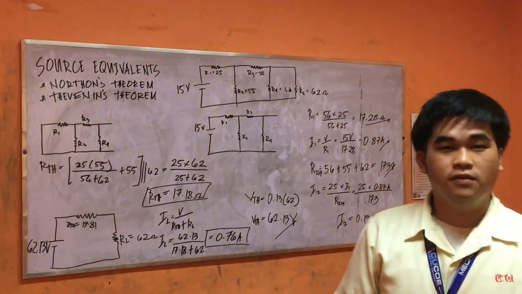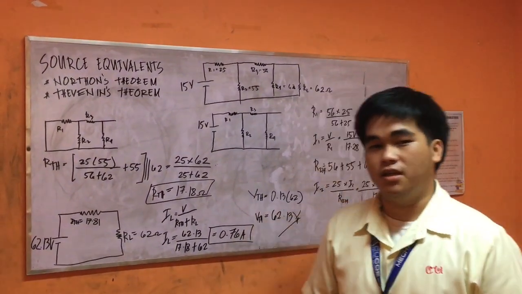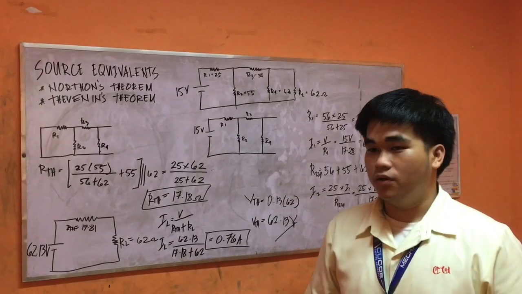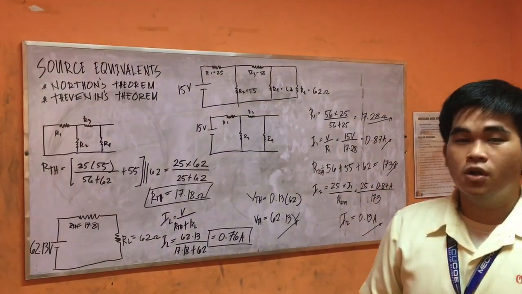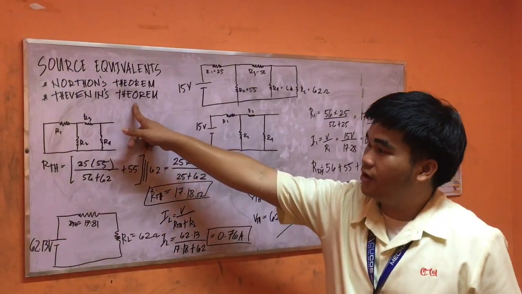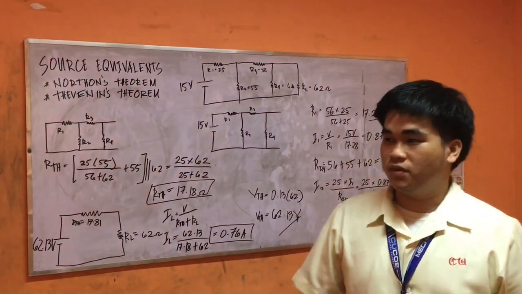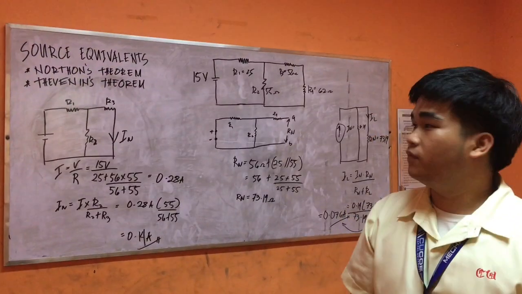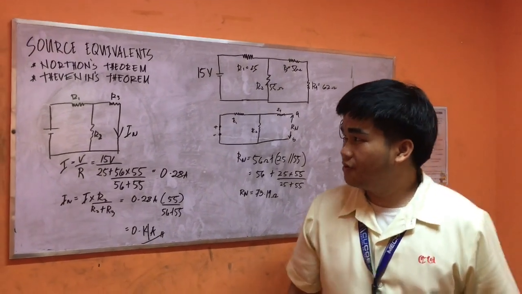So, good day everyone. Our topic for today is source equivalence. In source equivalence, there are two types of theorem: Norton's theorem and Thevenin's theorem. So next we have to solve the Norton's theorem.